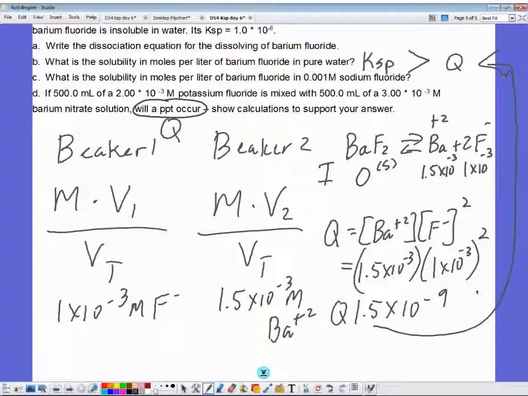Now, here's how I answer it, Myri. Which way is my arrow pointing? Up there when I got my KSP on the left and my Q on the right, you always do it alphabetical. It's pointing towards the right. So is it pointing towards, Jordan, my solid? It's not pointing towards my solid. So, Skylar, will I make a solid if it's not pointing towards my solid? No. So there will be no precipitate. The answer is no, because Q is less than your KSP.